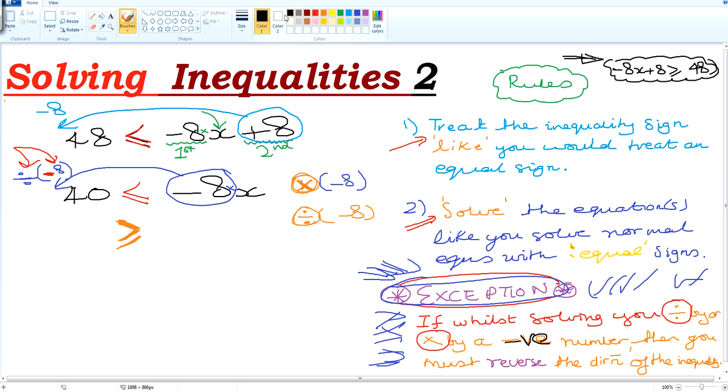So, what is 40 divided by minus 8? That will give us minus 5. Copy down the x. And we have finished that question. Nice big underline.